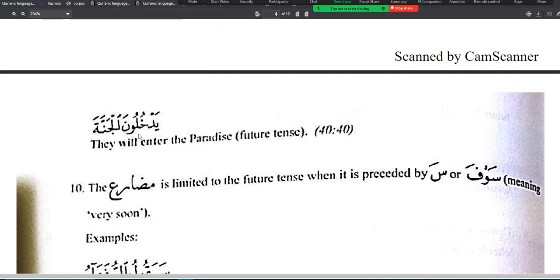Even though with yadkhuluna you might get confused: what should I say, he enters or he will enter? But in this ayah, what will you use? Yadkhulun al jannah. You'll say they will enter, right? Because it's talking about Jannah. So this point says that based on the context, you will use either present tense or future tense. Is it clear, everyone?